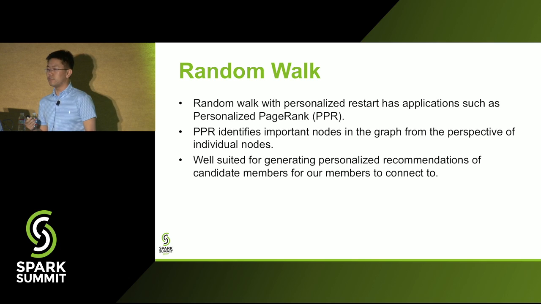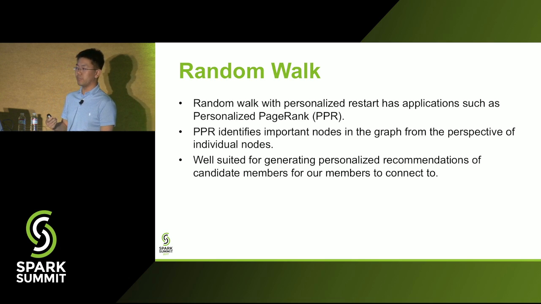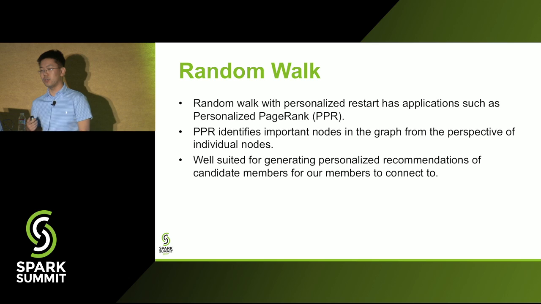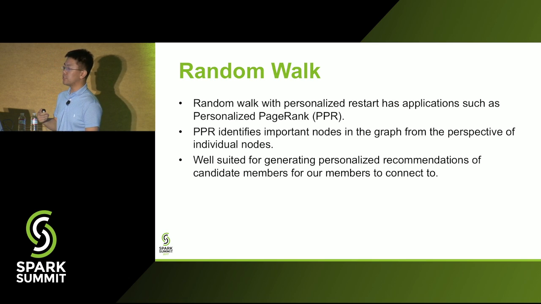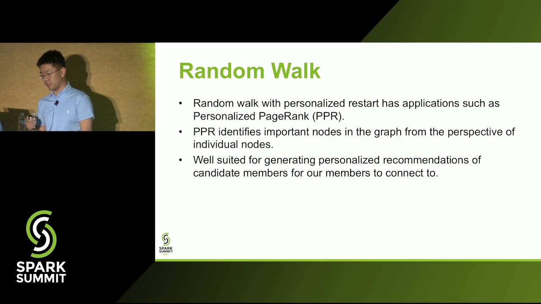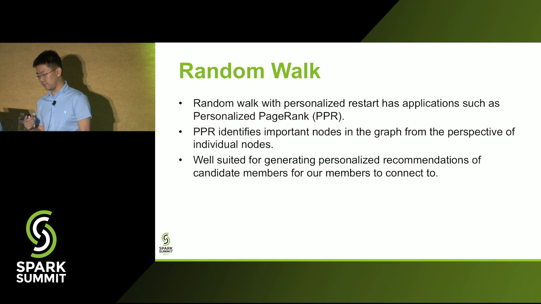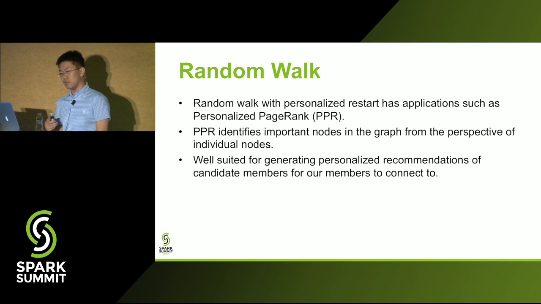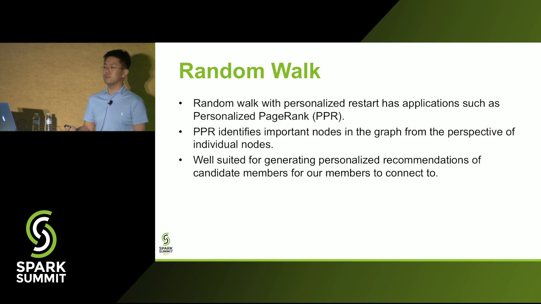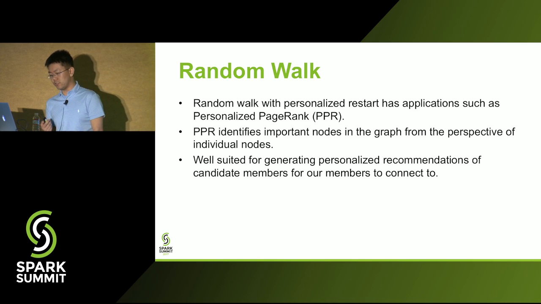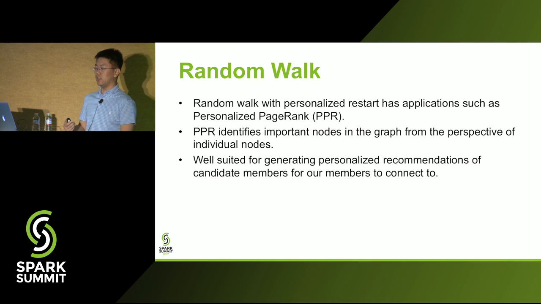So this difference of the personalized PageRank, when compared with the better-known PageRank algorithm, makes it well-suited for generating personalized recommendations of candidate members for our members to connect to. By starting a sufficient number of random walkers from every single vertex in the graph, we could gather enough random walk samples for each vertex. This also allows us to obtain the distribution of the random walkers' position using the Monte Carlo method. From this distribution, we can further calculate the personalized PageRank scores for every vertex in the graph.